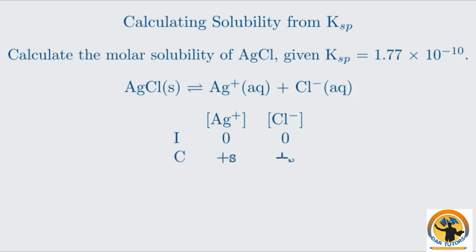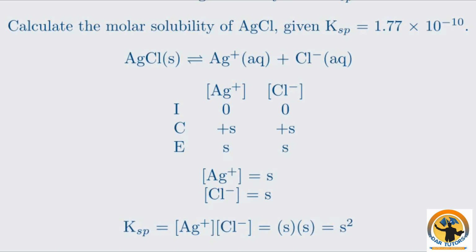Now let's consider the change. If a certain amount of AgCl solid dissolves, let's call that molar solubility S. It will produce S moles per liter of Ag+ ions and S moles per liter of Cl- ions. This is a 1:1:1 ratio. At equilibrium, the concentration of both Ag+ and Cl- ions is S. We know the KSP expression is Ag+ times Cl-. Substituting S for each, we get KSP equals S squared.